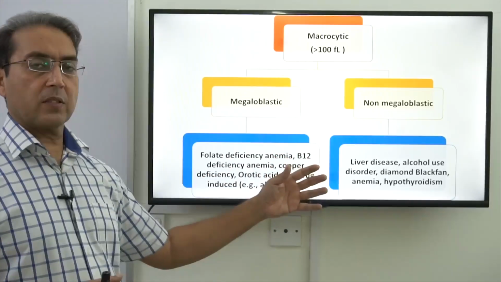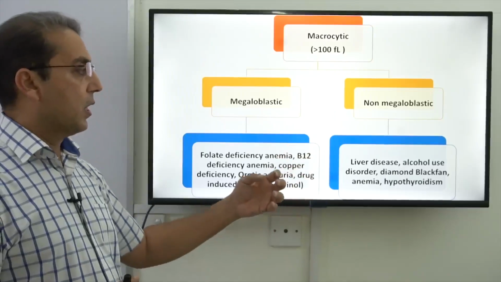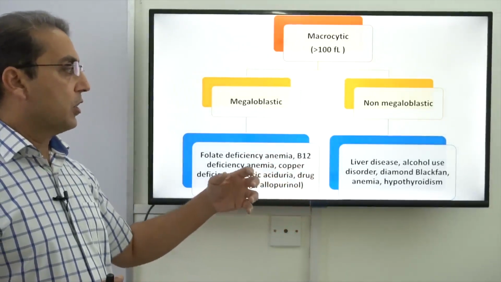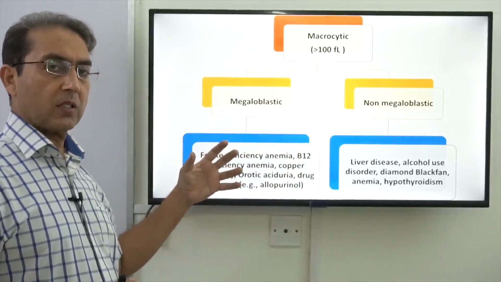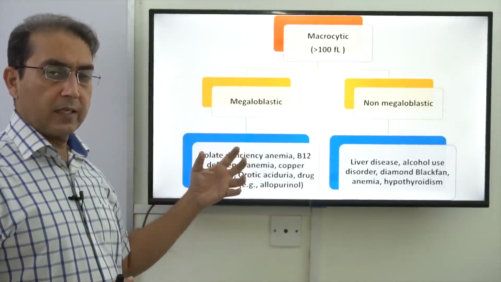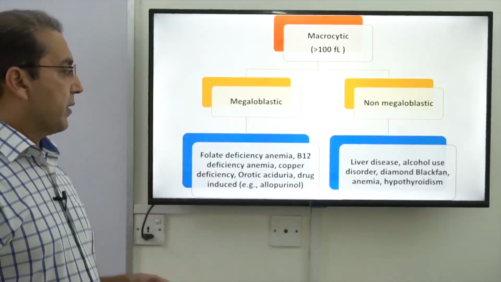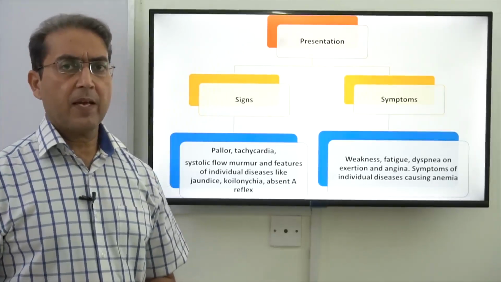Patients may have non-megaloblastic large size anemias in liver disease, in alcohol use, in hypothyroidism, and in Diamond-Blackfan syndrome. So these cells are usually large, but they are not megaloblasts. Megaloblast means the maturation is arrested in the earlier stages of development of RBCs. So these are megaloblasts.